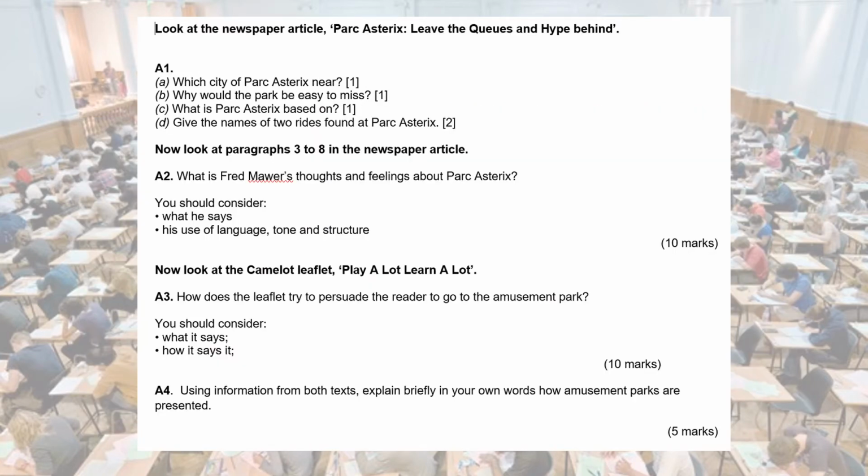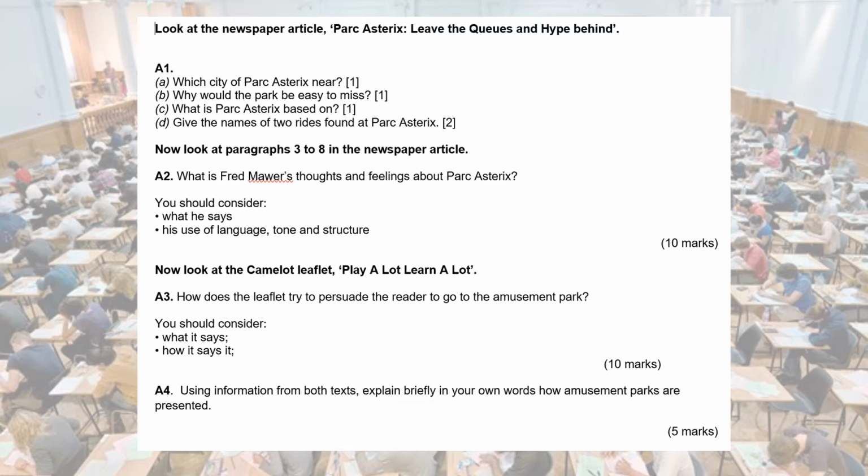Question 2. What are Fred Mauer's thoughts and feelings about Park Asterix? You should consider what he says, his use of language, tone and structure. And you can see a number 10 and the word marks in brackets, showing this one is worth 10 marks. That would mean then that I need 10 different things to say with 10 different pieces of evidence to back up my points. The exam board kindly give us 2 bullet points to help.